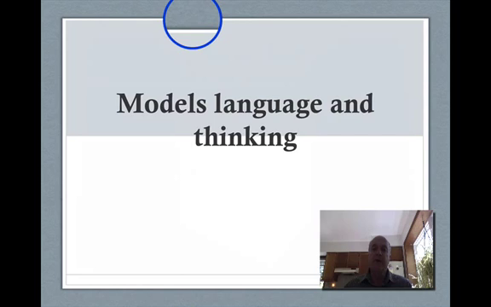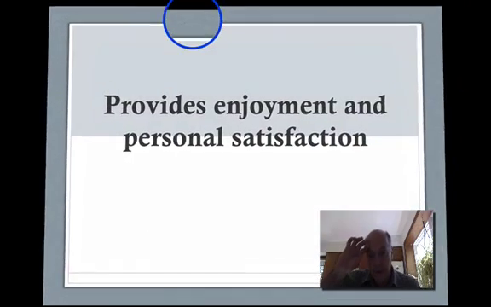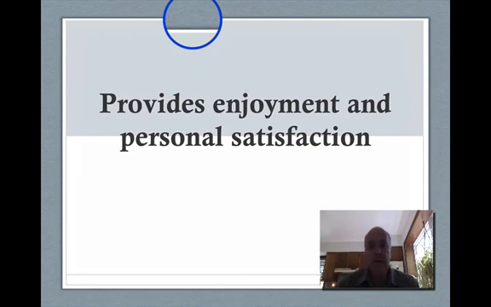So reading provides a model for language and thinking. So when reading a scientist writing, you have a model there for how they approach a problem, how they conduct experiments, analyze data, prepare lab reports, and so on. Certainly reading provides enjoyment and personal satisfaction.